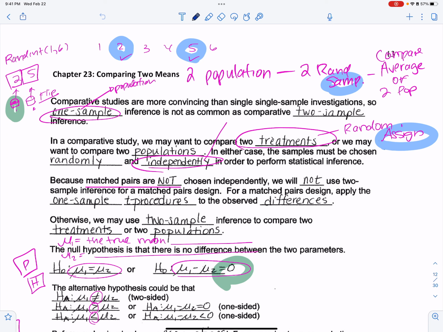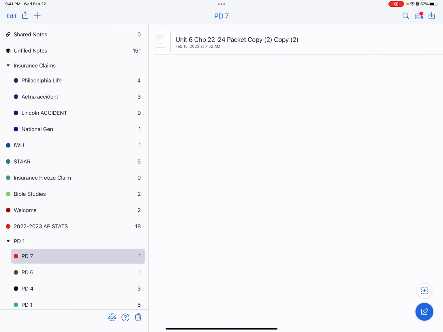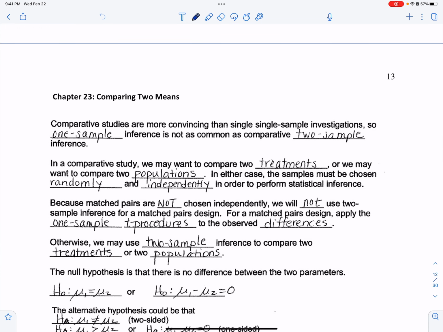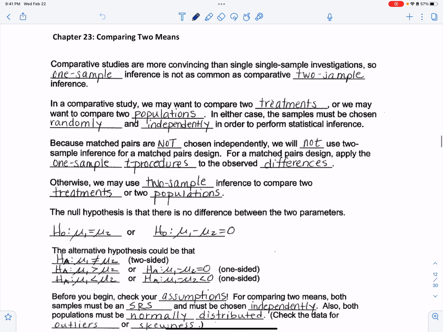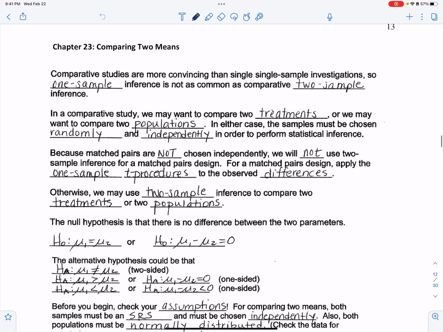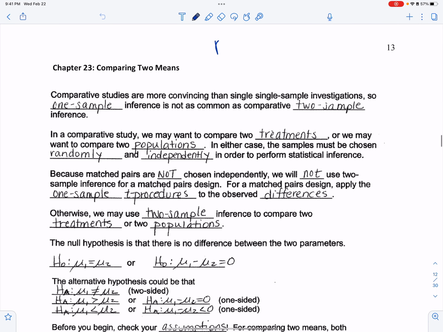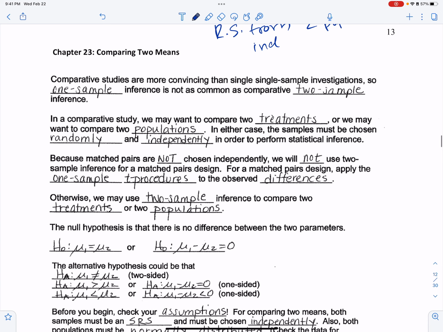Okay, so for the first thing here, we're going to be comparing two means. Basically the biggest thing that you're going to have to look out for, and I want you to see, is that you have two populations. You have a random sample from two populations, and those populations are independent from each other. That's the big thing for you to see.